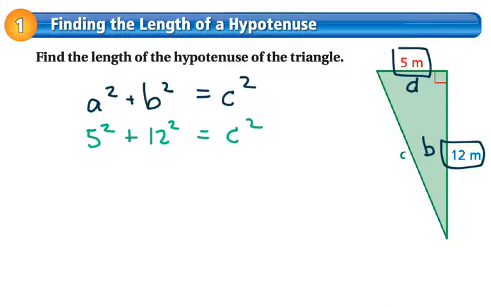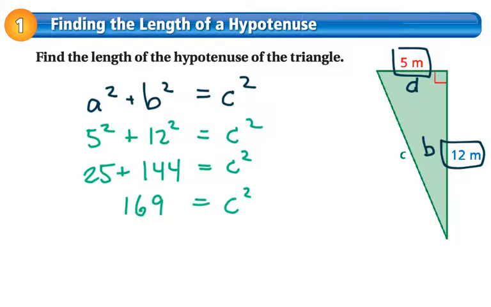We'll simplify what we can. 5 squared is 25, plus 12 squared, which is 144. It's a good thing we've gone over squares recently. Some of these you might have memorized. And we know that'll equal c squared. 25 plus 144 is 169, which equals c squared. And that's great so far. I mean, everything, I hope, would be pretty straightforward.